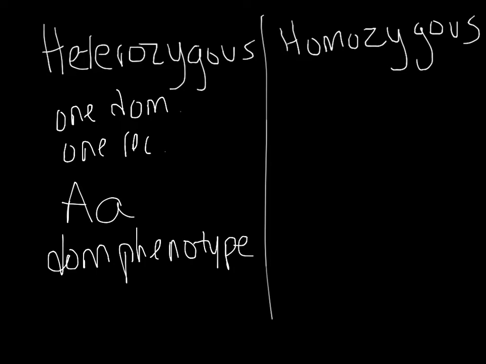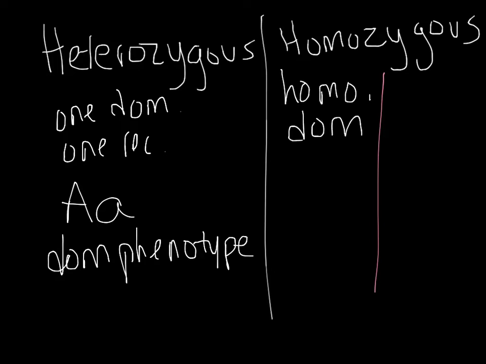In contrast, if you're homozygous, there are two options you could go down. You could be homozygous dominant, meaning you would have capital A, capital A, and you would look just like a heterozygous. You would have the dominant phenotype, hence that's what dominant means.